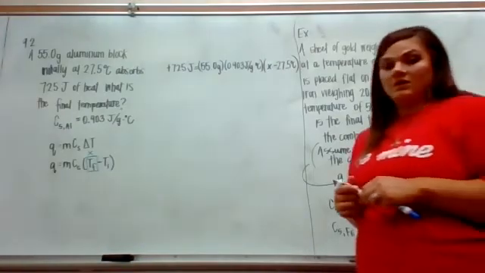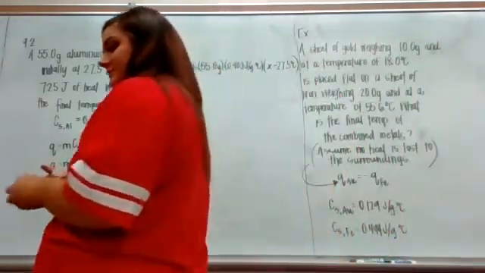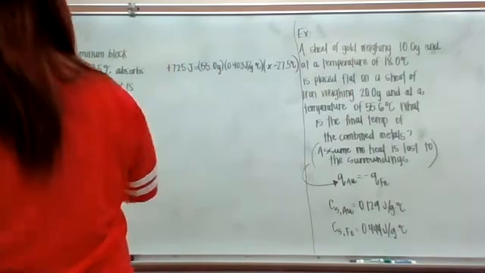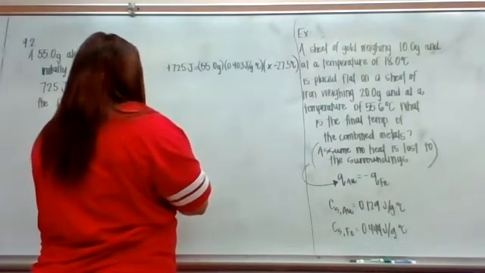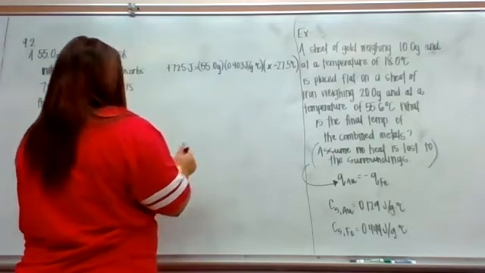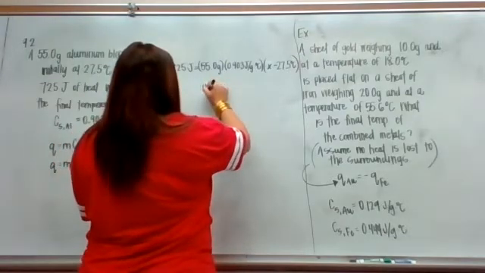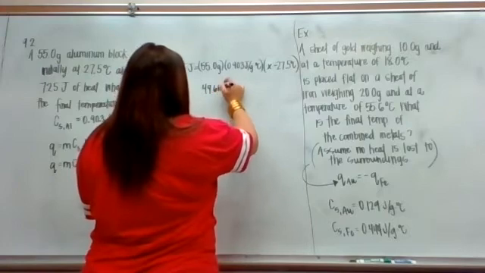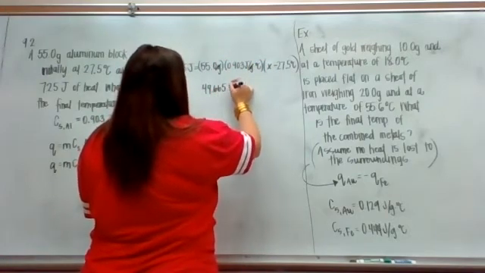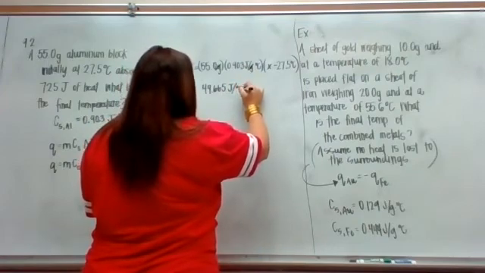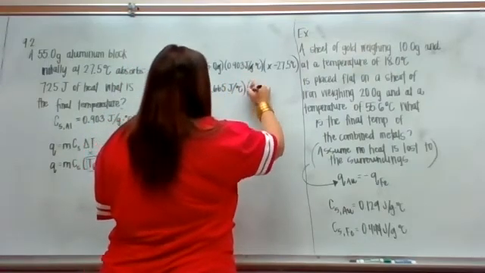Okay? So I'm going to start by multiplying these two numbers together. 55 times 0.903. I got 49.665. The gram will cancel and I'll be left with just joule over degrees Celsius.